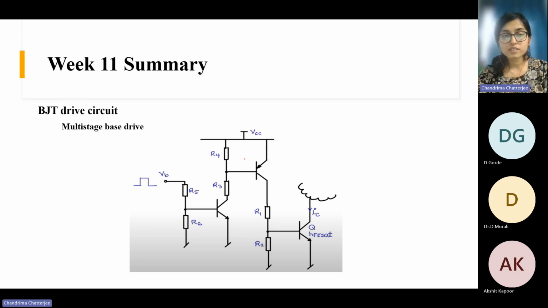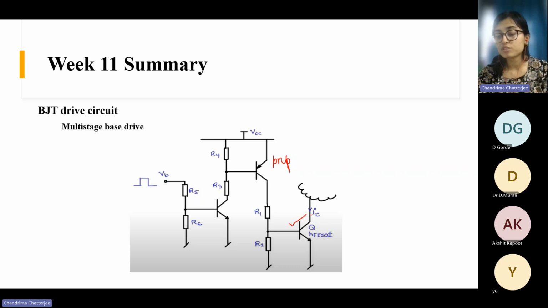So next we have this multi-stage base drive. Till this point we were only seeing two resistances in the base drive circuit, but now you can see there are multiple stages, right? Here we have R2, R1, and this current is again connected to a PNP switch. So basically, this is our main switch, which we need to control. And all these switches are part of the base drive circuit.